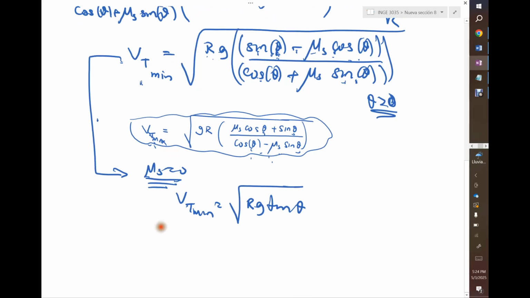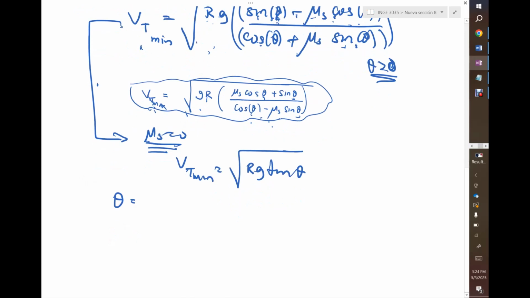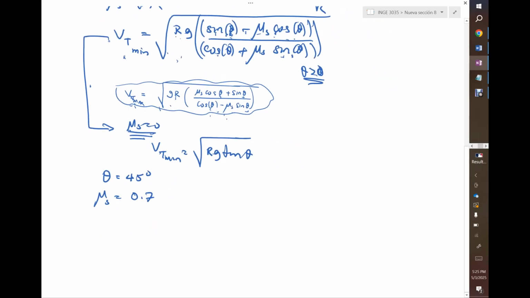Now let's get some numbers. I want to see some real numbers and compare both equations, what they will do for us. For example, let's put a very steep banked curve here, theta equal to 45 degrees, and let's say that mu s is 0.7. With those two parameters, let's figure out what our result is going to be.